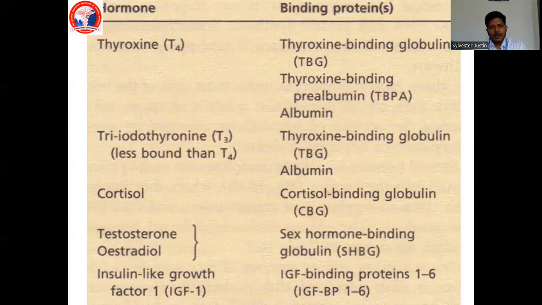Apart from this, there are binding proteins. Thyroxine T4 has thyroxine binding globulin, and thyroxine binding pre-albumin and albumin. T3 has TBG and albumin again. Cortisol has CBG, whereas the sex hormones have sex hormone binding globulin. IGF also has IGF binding proteins. So all this helps in giving one more further store for the hormones before they can bring their actions.